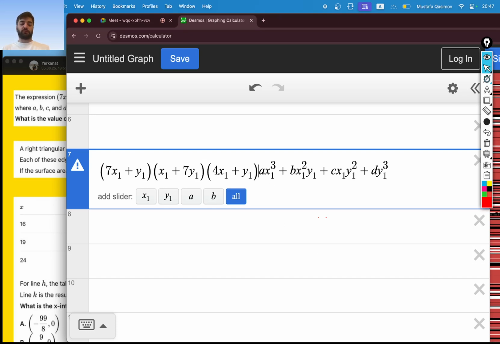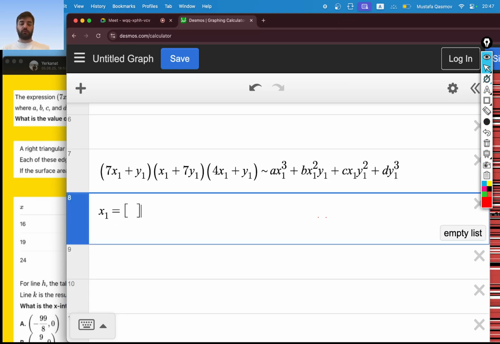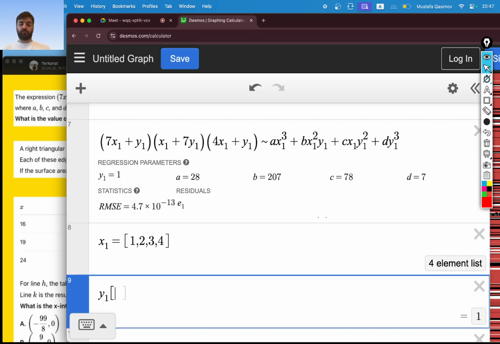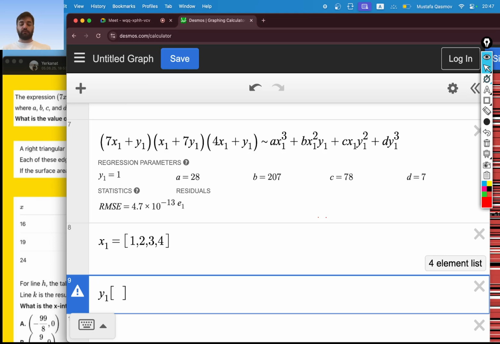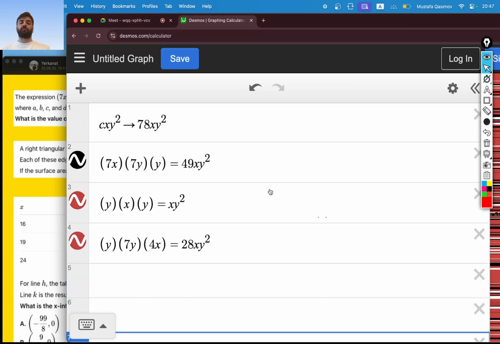Then you have to write x1 is equal to, for example, 1, 2, 3, 4, and y1 is equal to, let's say, 5, 6, 7, 8. You have to write a different number for each. If you write 1, 2, 3, 4 here also, it will not be correct. Or you can use random here, random 100 and so on. You can see that c is equal to 78 also from here, and this is our answer.